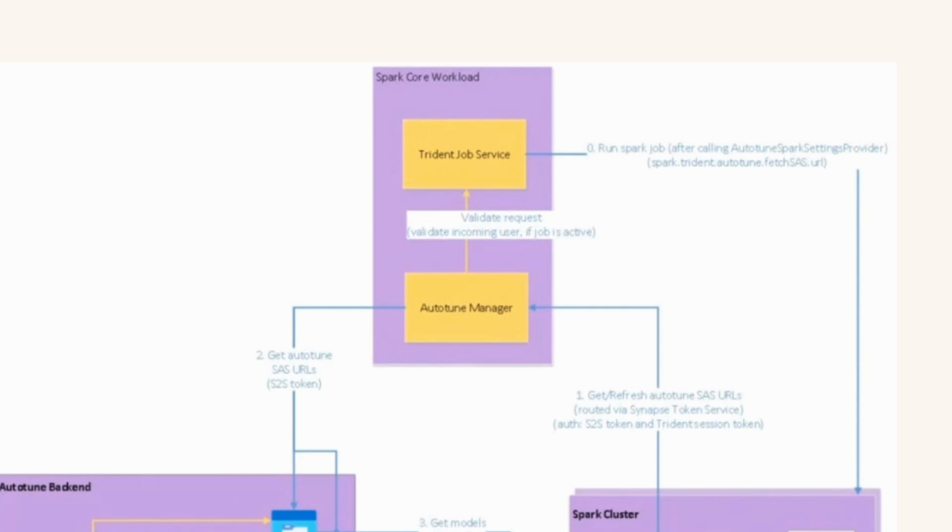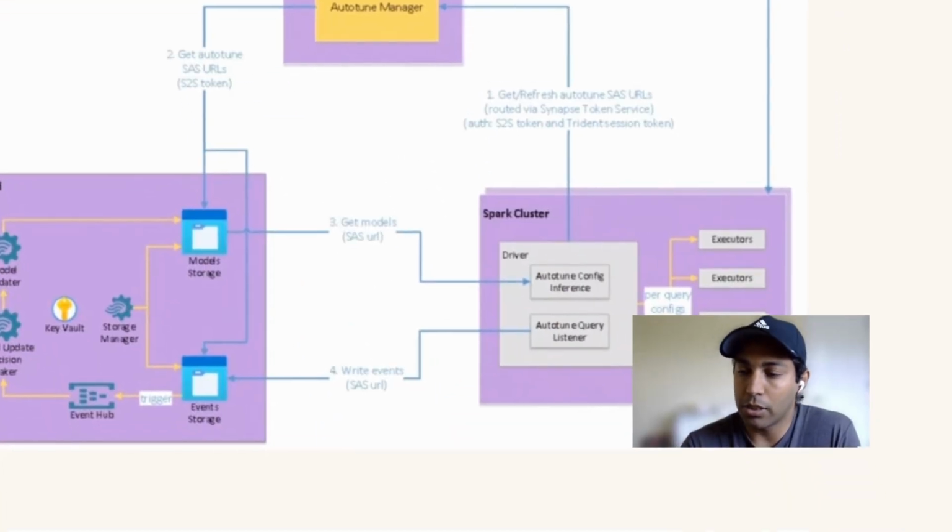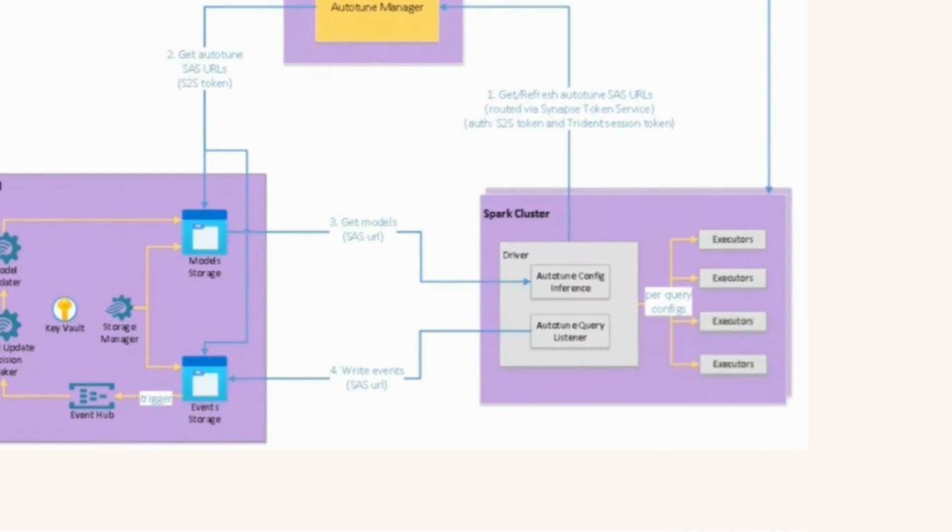So the job service has a bunch of responsibilities. One of them is that it ends up submitting a job to the Spark cluster. This is what you see on the bottom right part of the screen. And as you know, the Spark cluster is made up of a driver and a bunch of executors. There are two specific components of interest for Autotune, and these are sitting inside the driver. One is called the Autotune config inference, and the other one is the Autotune query listener.